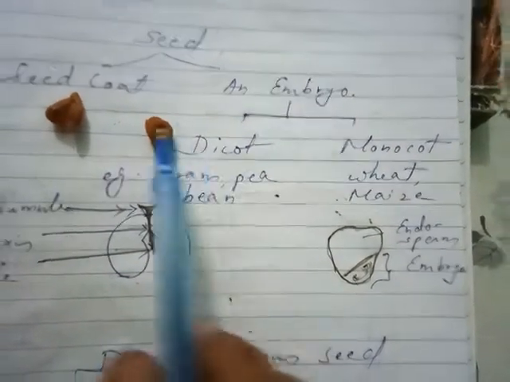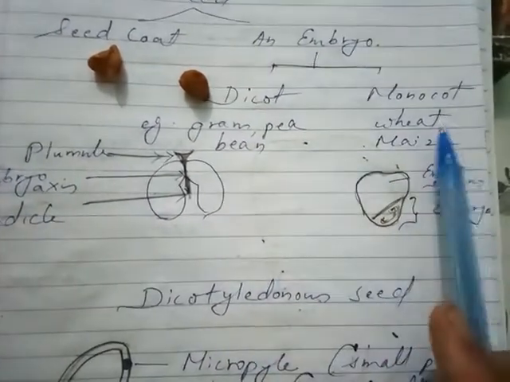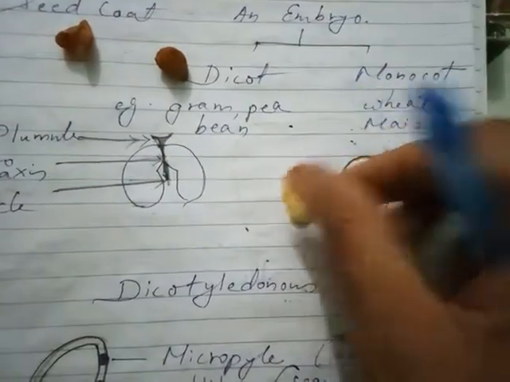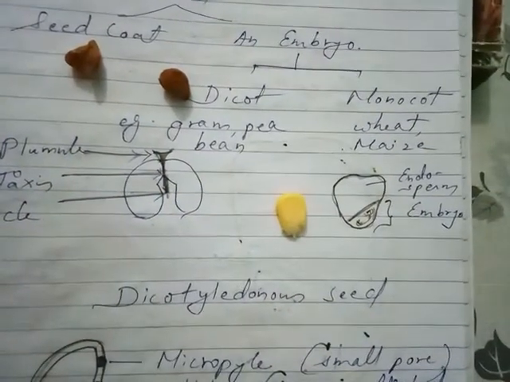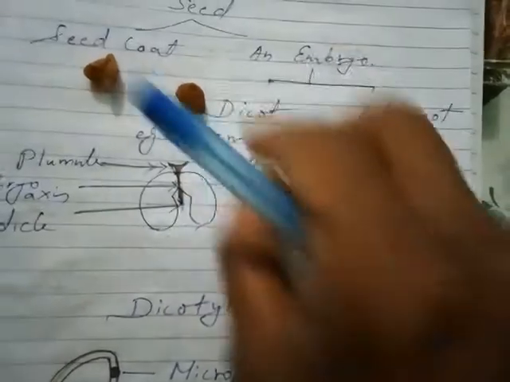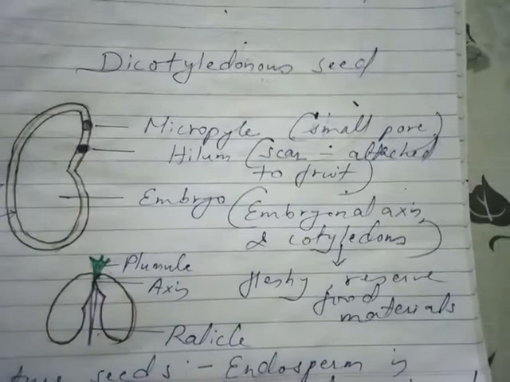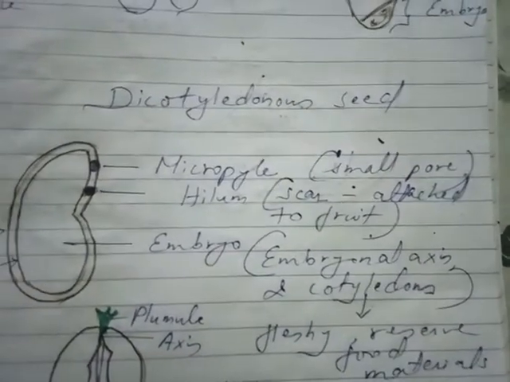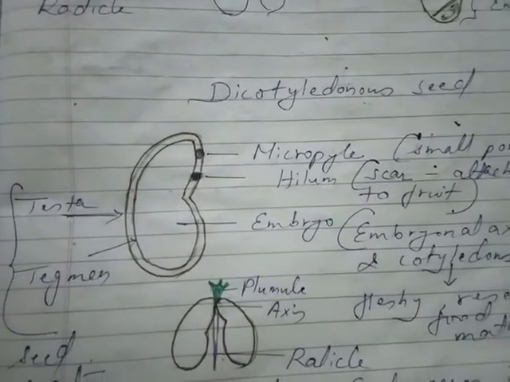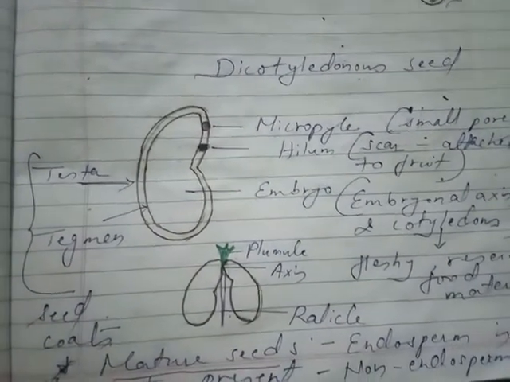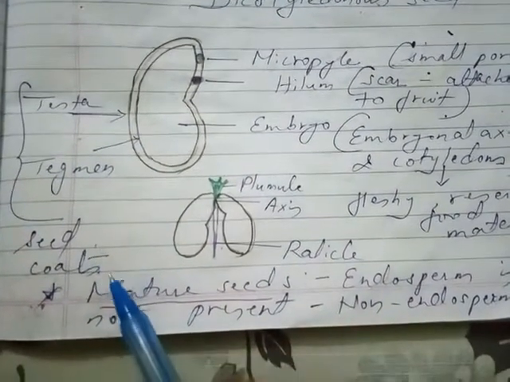In case of dicot, two cotyledons will be present. Example, gram, pea and bean. In case of monocot, only a single cotyledon is present here. This one is single, and this one will have two cotyledons. Then dicot seed. Dicot seed has two outer walls, that is testa and tegmen. So here you can see two walls are present, testa and tegmen, which are called seed coats.